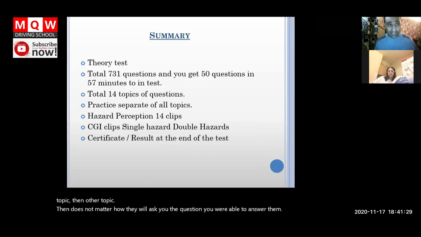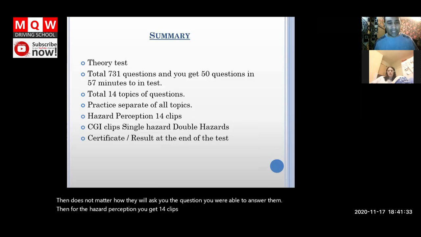Then for the hazard perception, you get 14 clips in total. Some clips have one hazard, some clips have two hazards in the same clip. They are real scenario clips, and they also are CGI clips, computer generated images. So they actually designed these clips just to test you. So they're not real, but some of them are real.